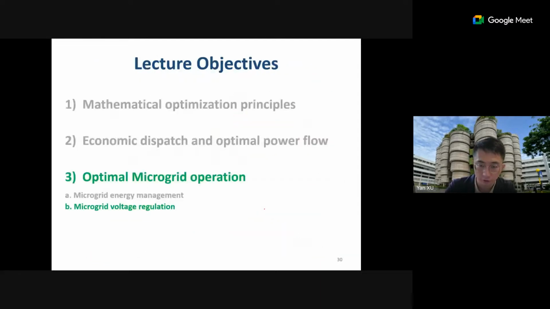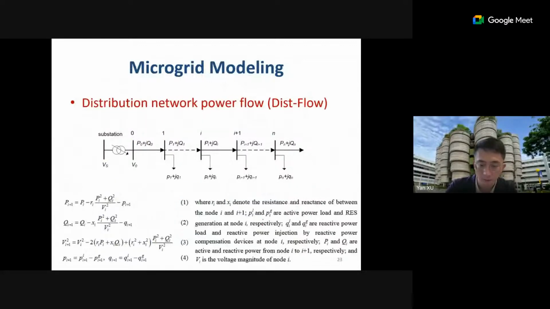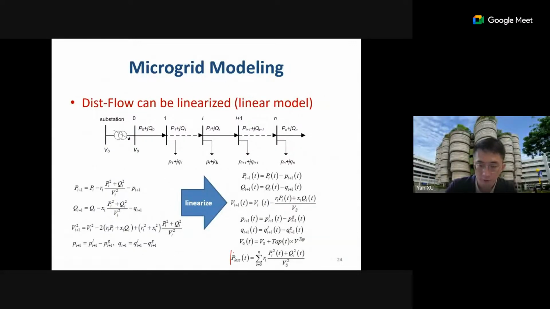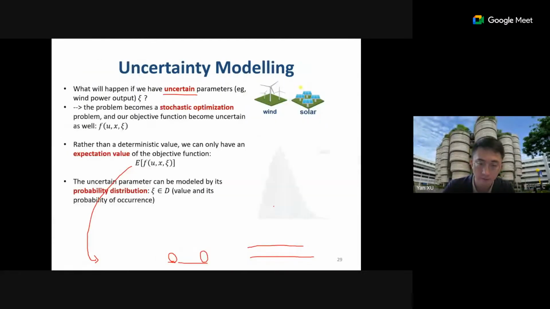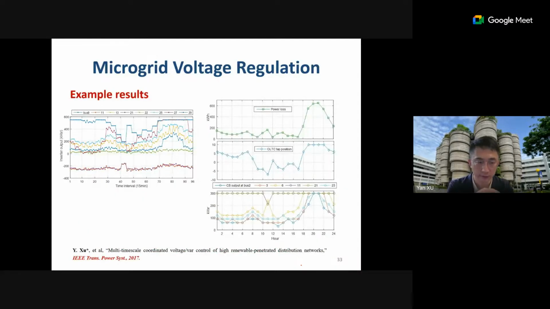Okay, the power loss function, remember we have just introduced. You can see that the power loss is modeled here. This is clearly a quadratic function. So in the end, this voltage regulation problem will be a MIQP. Okay, and MIQP can be solved by either CPLEX or Gurobi. Okay, so that is how we address this problem.